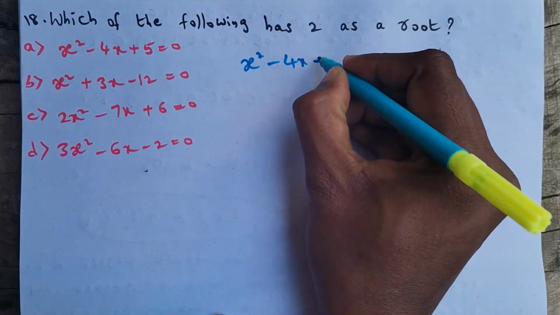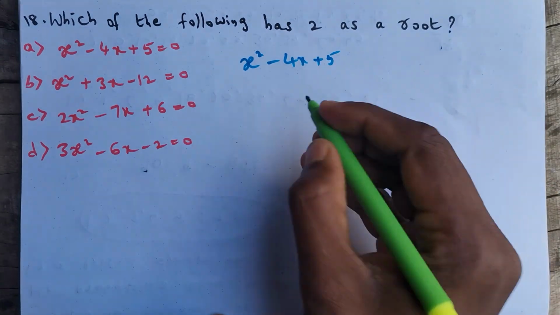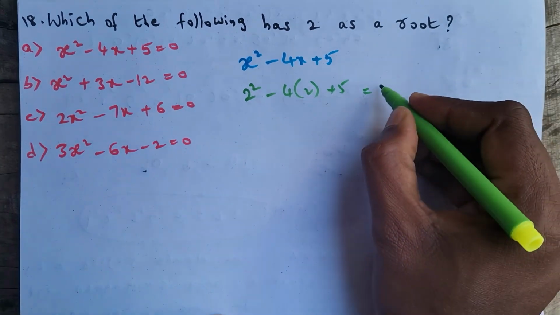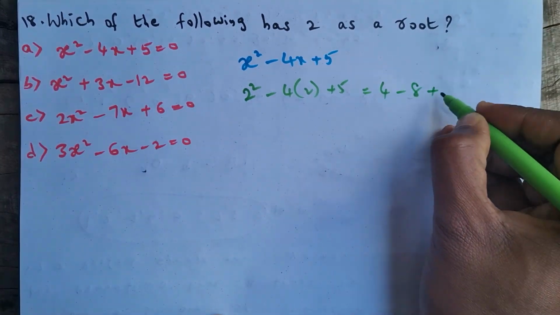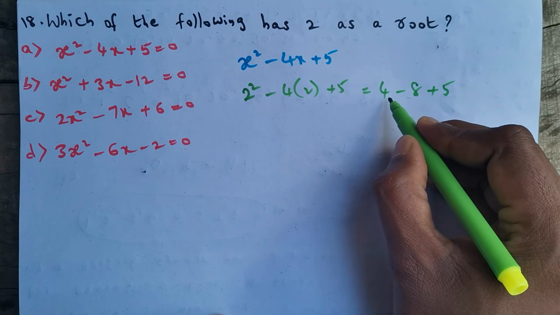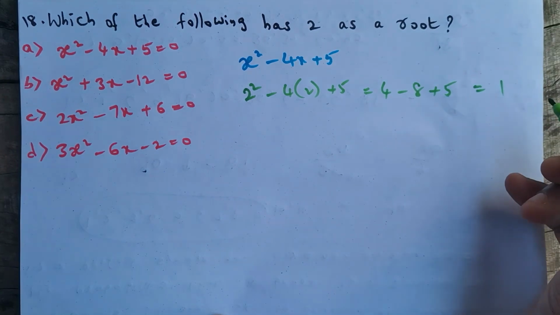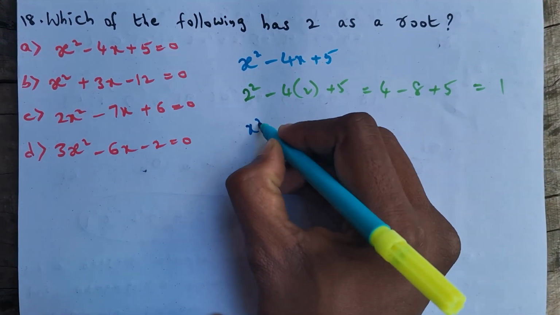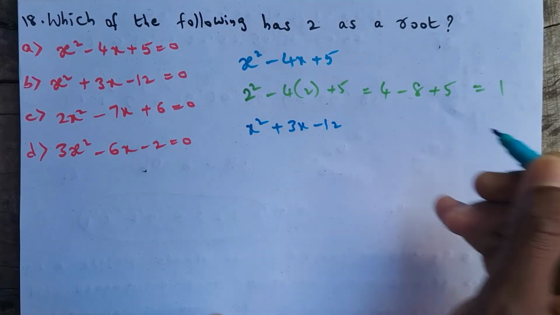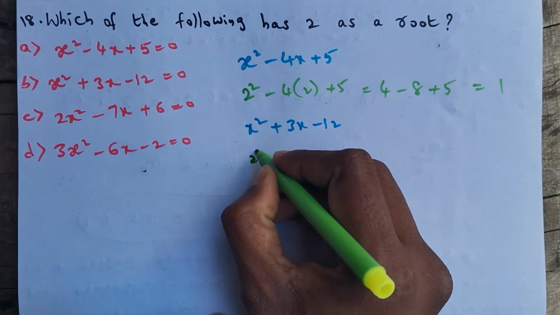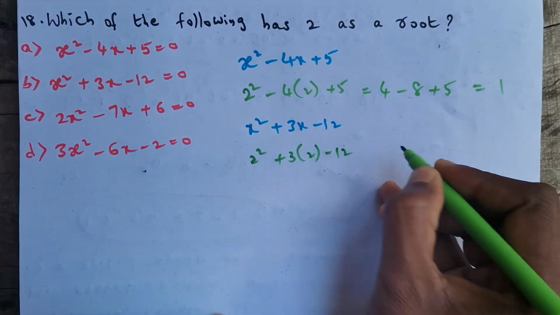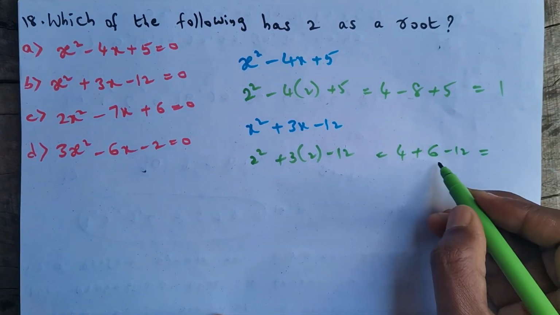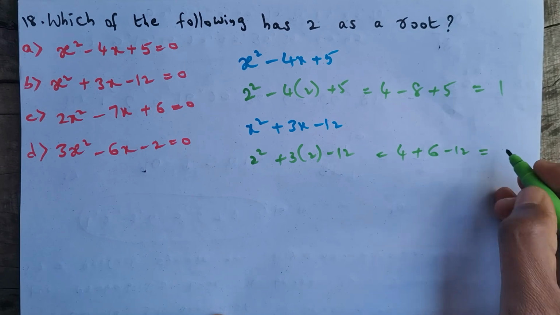X square minus 4x plus 5. Now 2 is the root, so substitute 2. 2 square minus 4 into 2 plus 5. 2 square is 4 minus 4 2s are 8 plus 5. 5 plus 4 is 9, 9 minus 8 is 1. So this is not a 0. Next one, x square plus 3x minus 12. Substitute 2 again. 2 square plus 3 into 2 minus 12. 2 square is 4 plus 3 2s are 6 minus 12. 4 plus 6, sorry, 10. 10 minus 12 is minus 2.